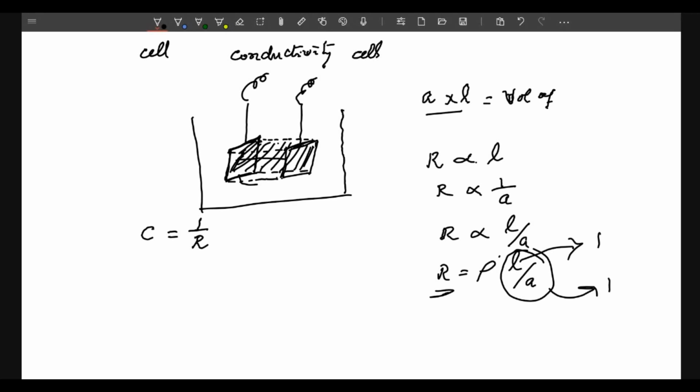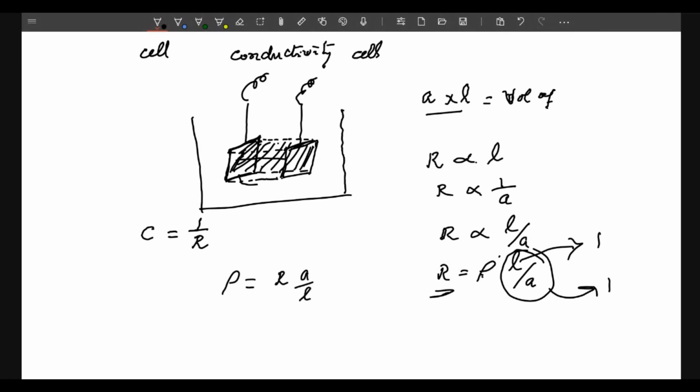That is, the area should be 1 square centimeter and the distance between the two electrodes should be 1 centimeter. Then the volume confined between these two electrodes is 1 cc, and the ions present in that 1 cc are responsible for conducting electricity. That is, we call it the specific conductance, represented as kappa. Therefore, the specific resistance rho is equal to R into A by L.